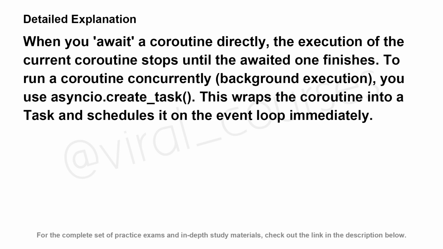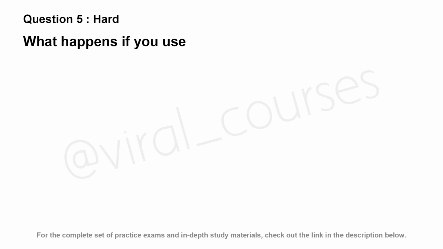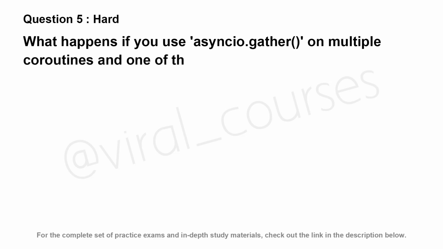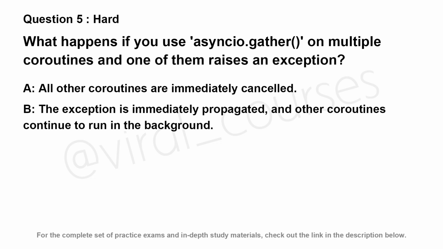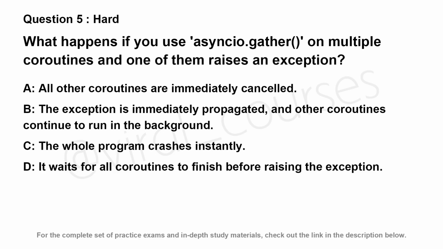What happens if you use asyncio.gather on multiple coroutines and one of them raises an exception? Option A. All other coroutines are immediately cancelled. Option B. The exception is immediately propagated, and other coroutines continue to run in the background. Option C. The whole program crashes instantly. Option D. It waits for all coroutines to finish before raising the exception.